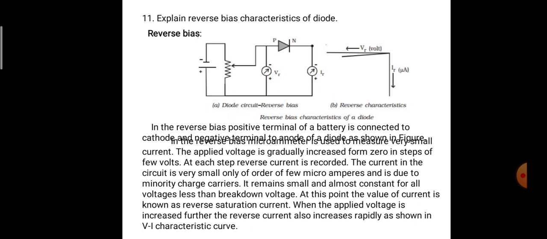carriers. It remains small and almost constant for all voltages less than the breakdown voltage. At this point, the value of current is known as reverse saturation current. When the applied voltage is increased further, the reverse current also increases rapidly, as shown in the VI characteristics curve.